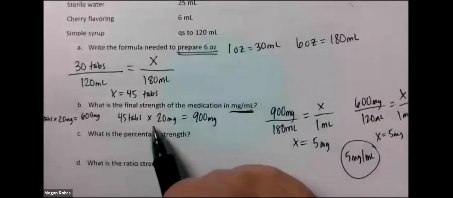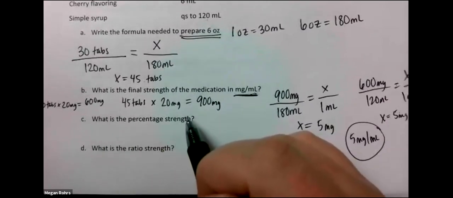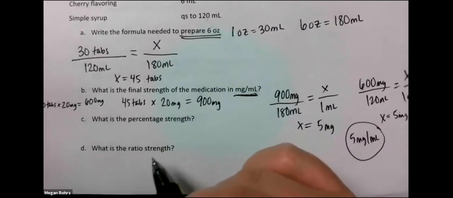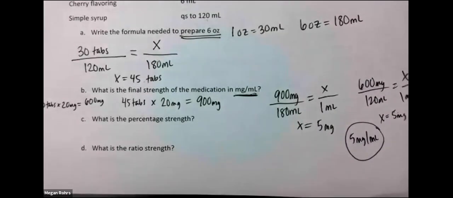So now these last two questions are kind of a review for you. What is the percentage strength and what is the ratio strength? By now, you should be able to determine those based on last week's lecture and what we've learned this week so far. So go ahead, complete those two questions, and then you should be ready to finish up the problems in the book. So practice problems E, you just have two questions there, number 2 and number 4.